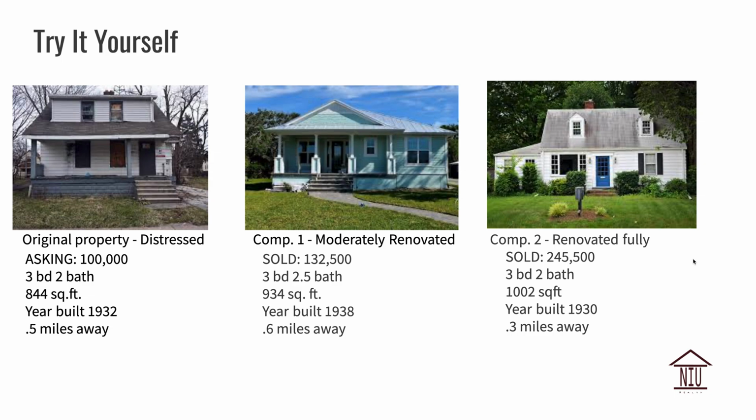All right, so try it yourself. For this property, I just kind of wanted you guys to get an idea of what these properties look like. So on our left, we're going to have our original property. It's going to be distressed. They're going to be asking $100,000. It's a 3-bed, 2-bath, 844 square feet, and it was built in 1932. It's 0.5 miles away. So I'm going to ask a few questions, and I want to see if you guys can get the answers for these.